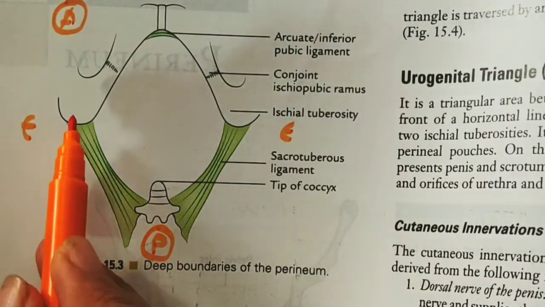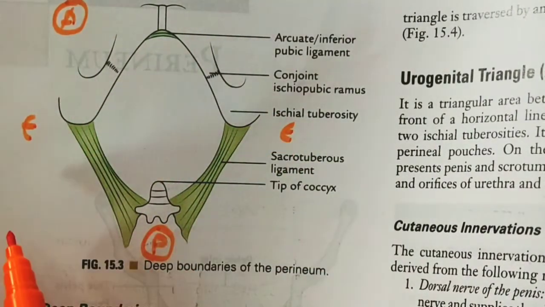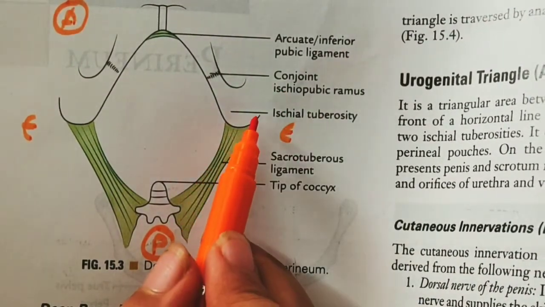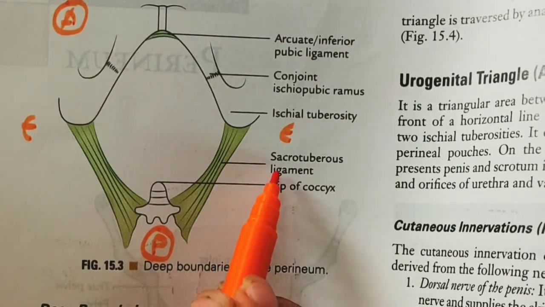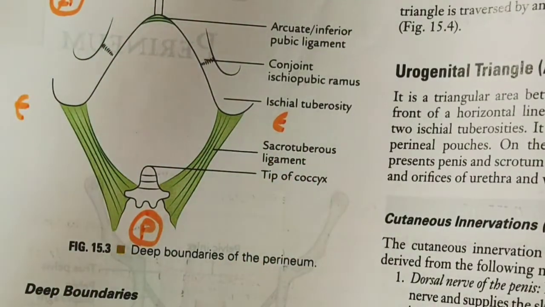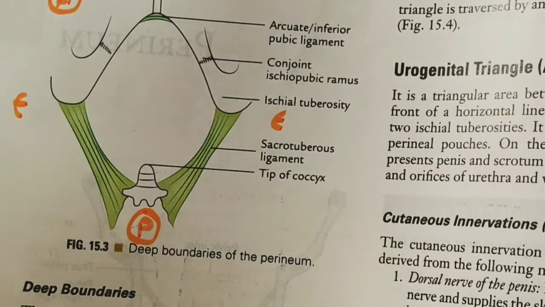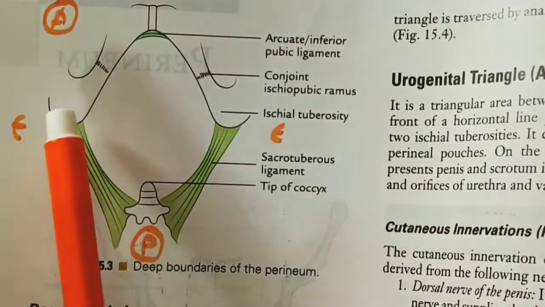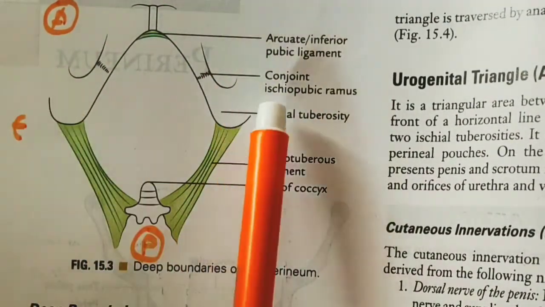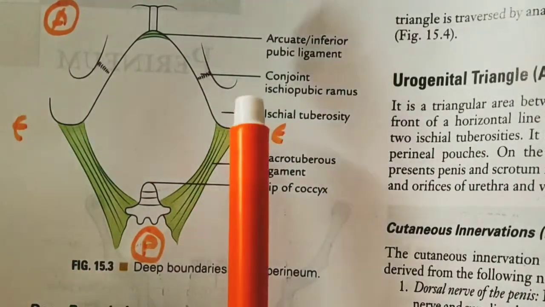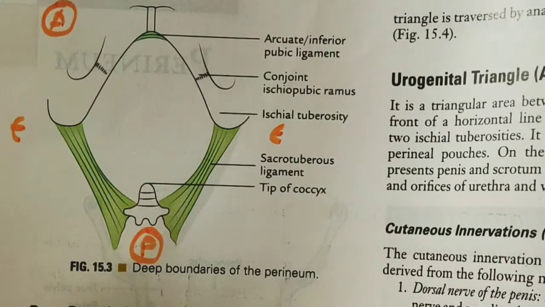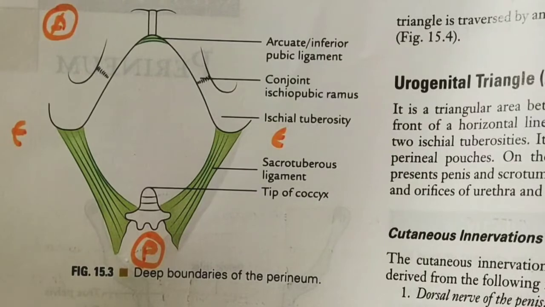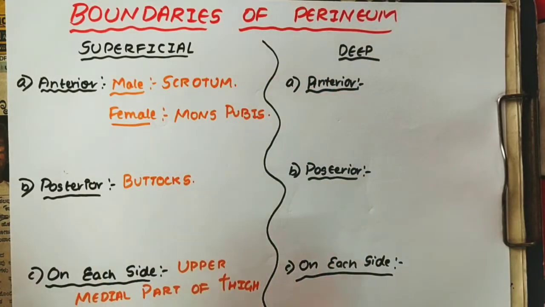Now if we look at each side of the deep perineal boundaries, there is presence of the conjoint ischiopubic ramus, ischial tuberosity, as well as the sacrotuberous ligament. If we see the structures deeply, you can see the conjoint ischiopubic ramus, ischial tuberosity on each side, as well as the large green colored sacrotuberous ligament. So these are the deep boundaries of the perineum. Easier one, right? Now we'll write the deep boundaries of the perineum.